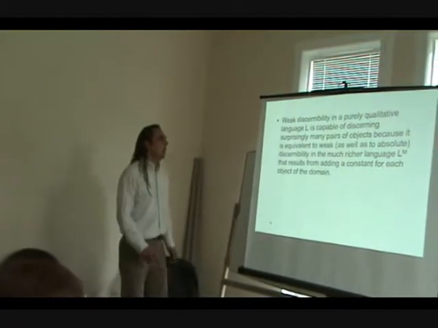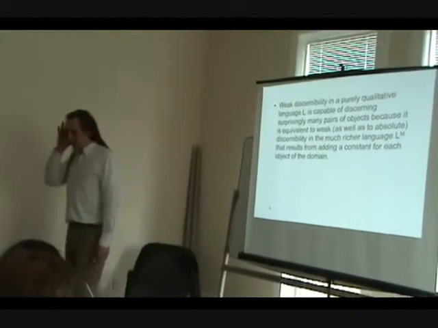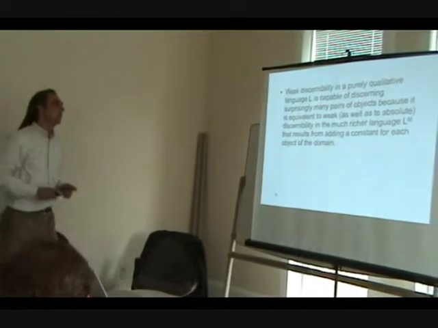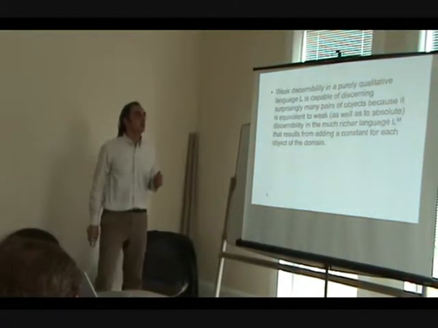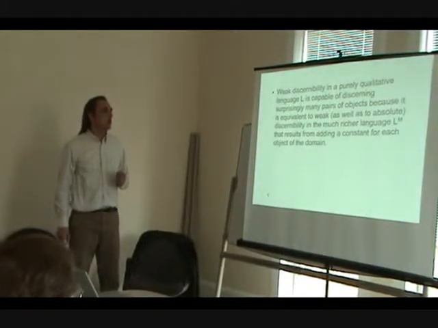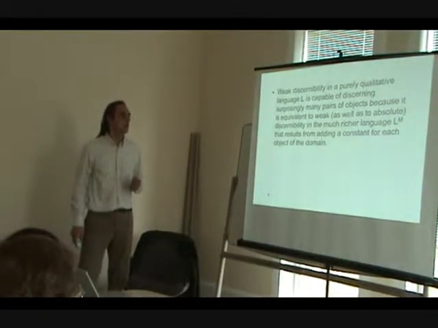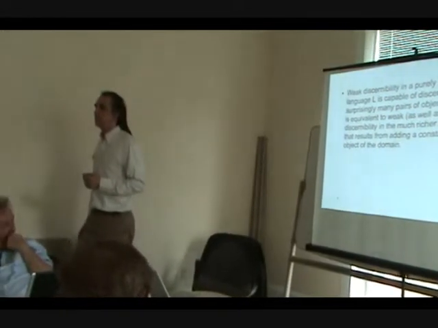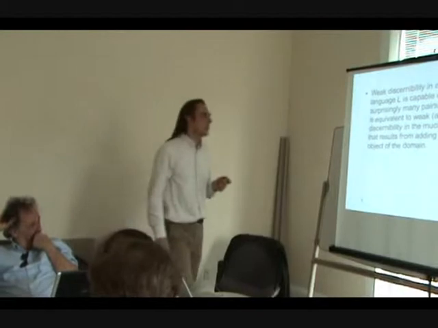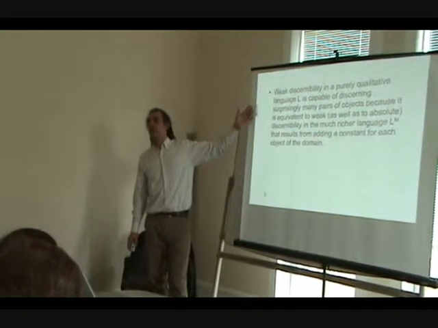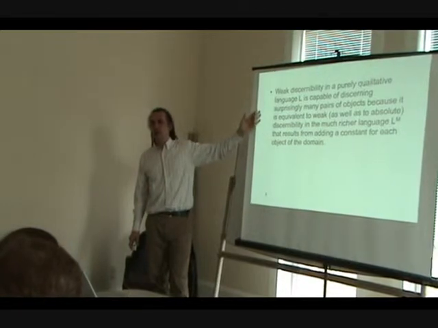So I won't prove everything that I say now, but you can show that weak discernibility in a purely qualitative language is equivalent to absolute discernibility in the richer language that results from adding a constant for every object of the domain. Now, I think this is grist to the mill of people who want to criticise the Saunders approach to quantum particles satisfying PII.